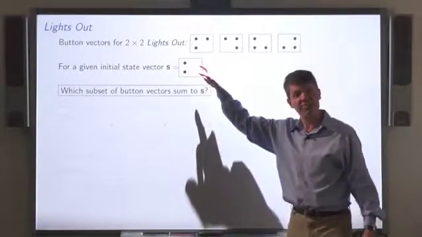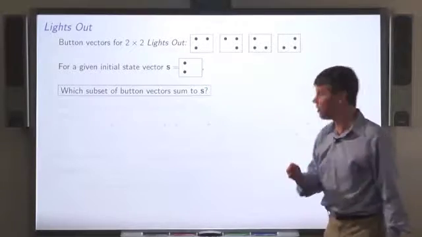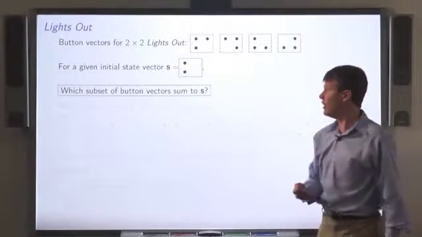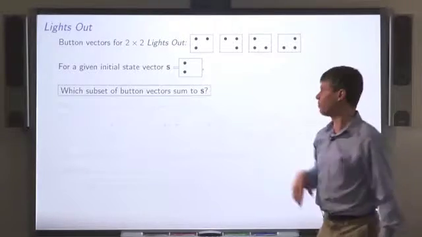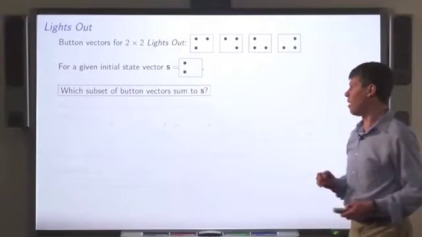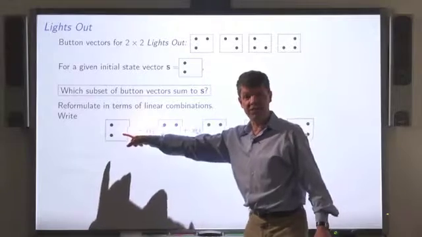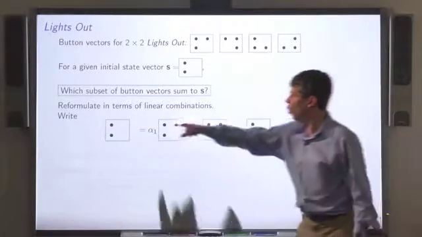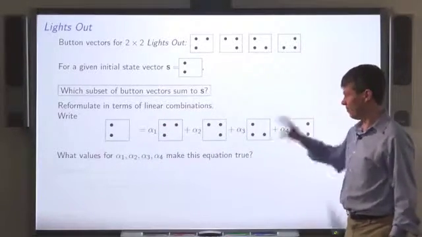For this initial state vector, I want to know, how do I solve the puzzle? In particular, which subset of the button vectors have to be pressed in order to transform this to the all lights out state? We can express that problem in terms of linear combinations. We write the desired state vector as a linear combination of the button vectors, and we ask, what values of alpha do I need to make this true?